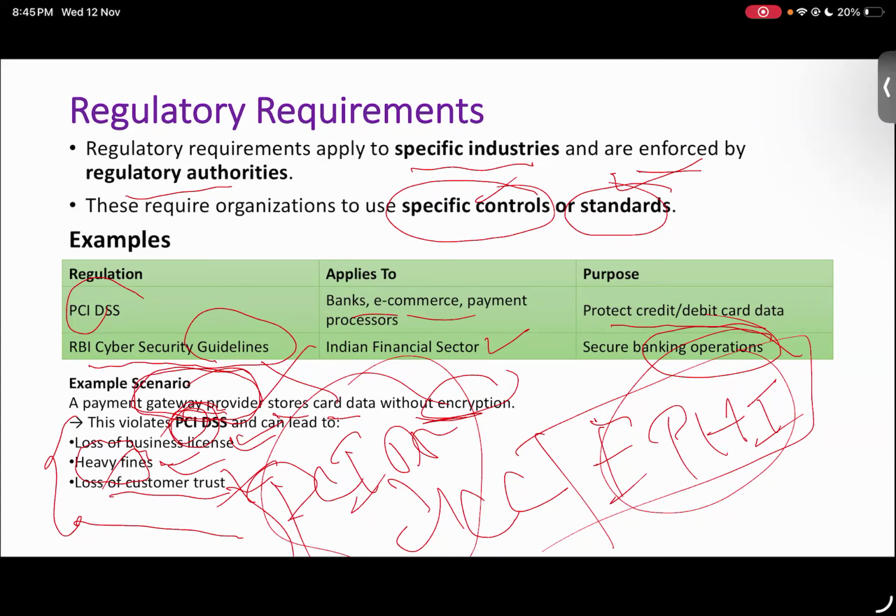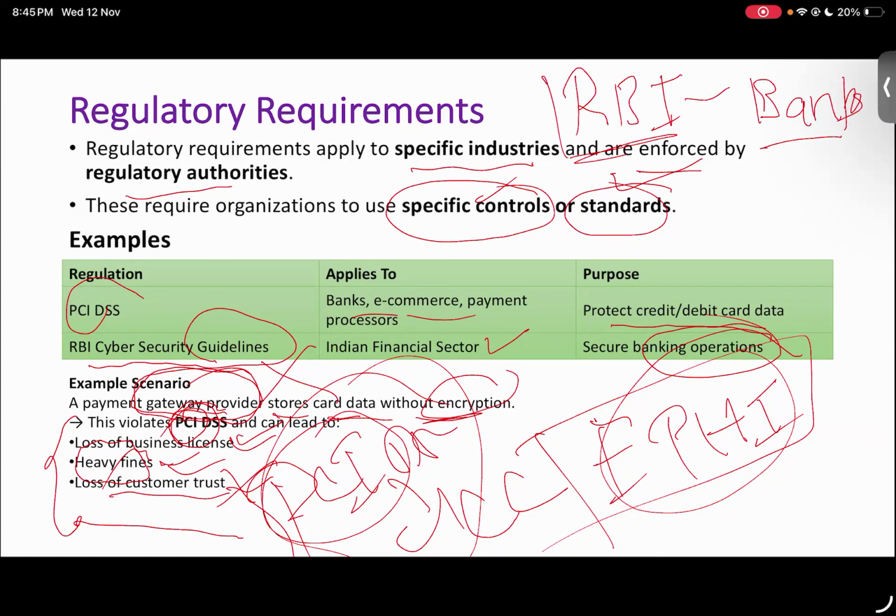One question with respect to the regulatory authorities. What is the meaning of regulatory authority? The authority is basically who is controlling the domain. For PCI DSS, for card payments, the PCI council is the authority, and in India, RBI is the authority for banks. They regulate so that organizations follow best practices.